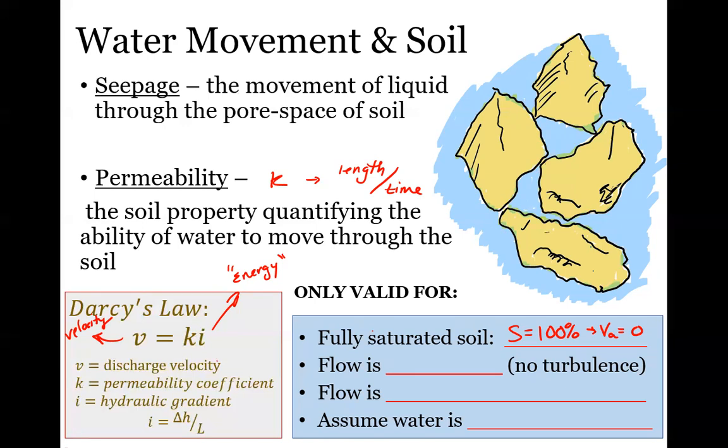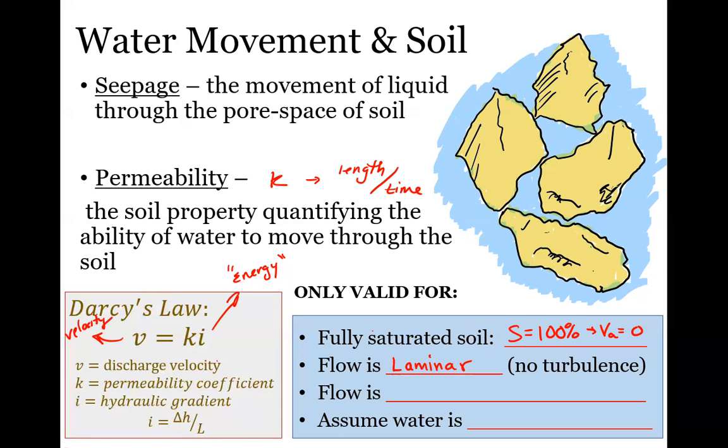The other thing is that flow is laminar. And that's going to be really important when we start talking about the seepage calculations in a few slides. Laminar just means that the flow lines, the velocity vectors, are all parallel to each other. So we don't have any crossing of streams, and that helps us with the mathematical or analytical calculations.